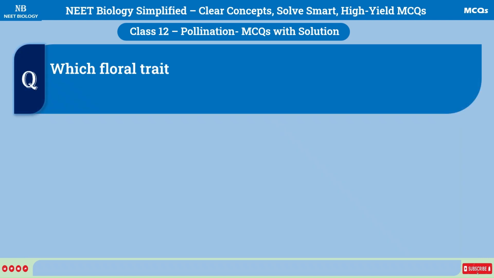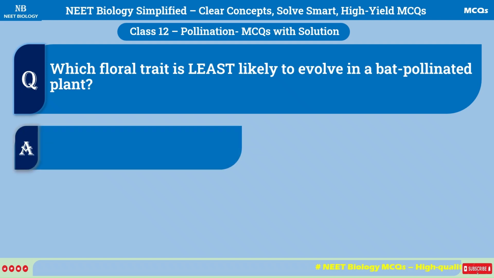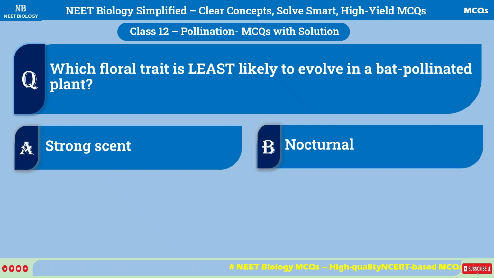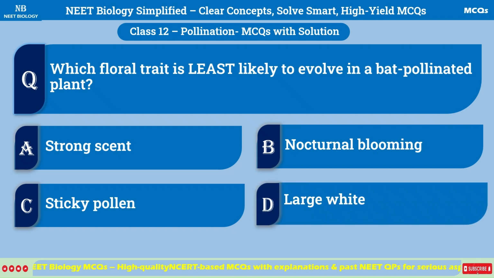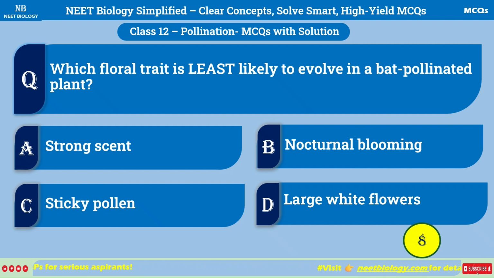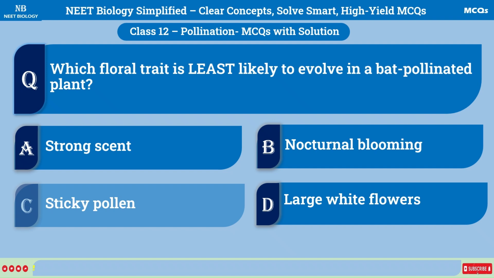Which floral trait is least likely to evolve in a bat-pollinated plant? A. Strong scent. B. Nocturnal blooming. C. Sticky pollen. D. Large white flowers. Correct answer is C. Sticky pollen.